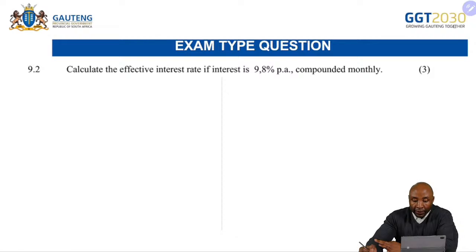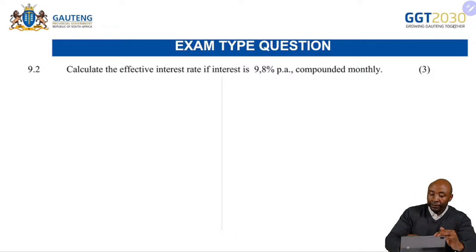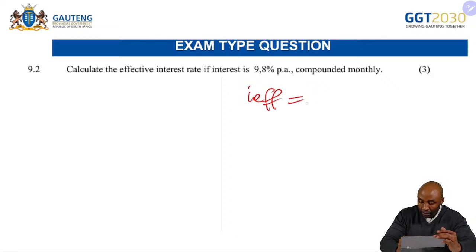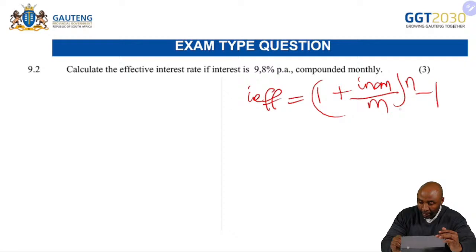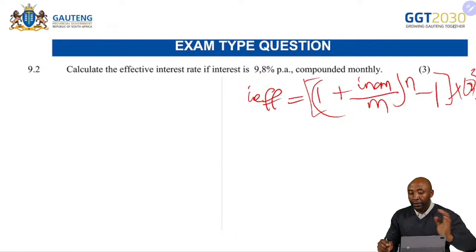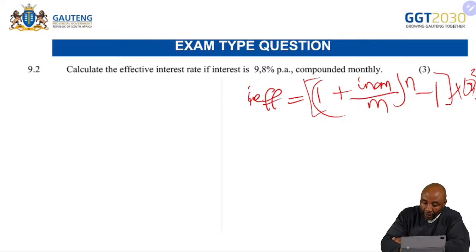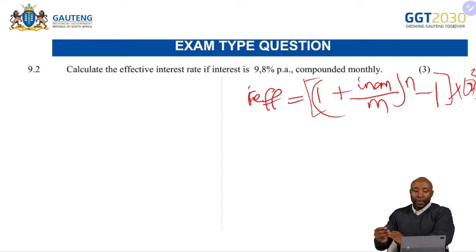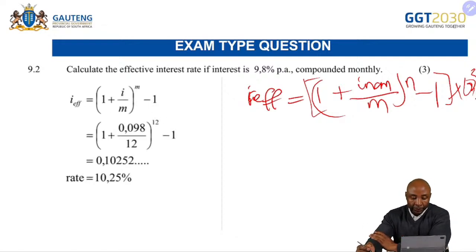It says calculate the effective interest rate if the interest is 9.8% per annum compounded monthly. We know the formula to use. i effective is equal to (1 plus i nominal over m) to the power m minus 1. Then we are going to multiply this by 100 to give us the effective interest rate. When we change it to a rate, this i becomes r there. Let's quickly see the solution.